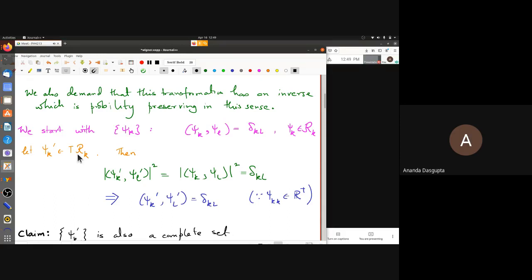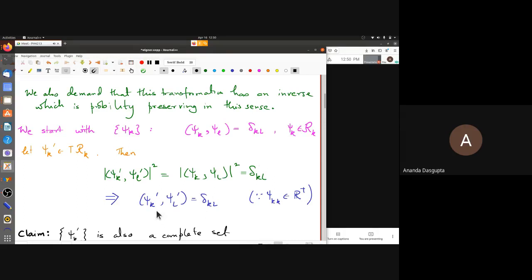All these vectors are normalized. They have norm of unity. But there are still a lot of possibilities of choice, because you can multiply them by any phase factor. Now, because psi k prime belongs to TRk, if you take the inner product of psi k prime with psi l prime and take the mod square, according to our definition of symmetry transformation, this has to be the same as the mod square of psi k psi l. Now, that is, of course, the square of delta kl. And you all know that delta kl, when you square it, gives you back delta kl. So the mod square of psi k prime psi l prime is delta kl.